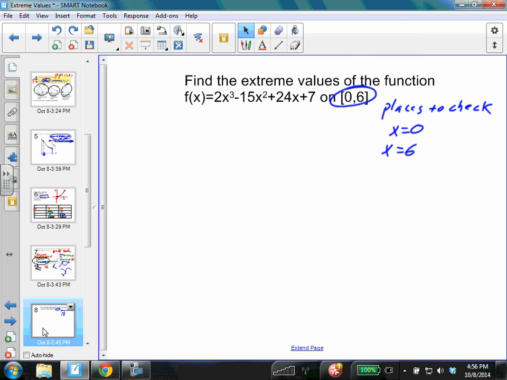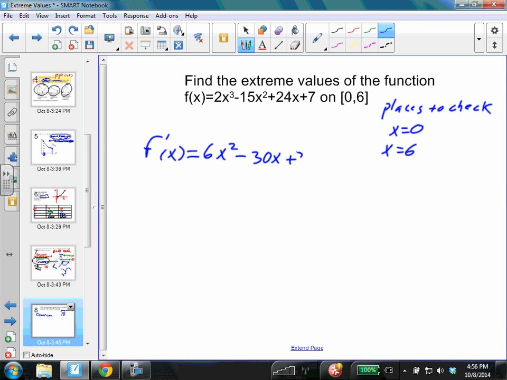Those are 2 places that I want to check because I'm looking for any extreme values in between 0 and 6, and it's also including 0 and 6. So I'm going to check those 2 spots and anything in between. So I'm going to take this function f of x and get its derivative, because hopefully you remember the only other places that we can learn about extreme values are either where the derivative is 0 or the derivative does not exist. Okay, so I'm going to start by taking this derivative and it gives me 6x squared minus 30x plus 24.